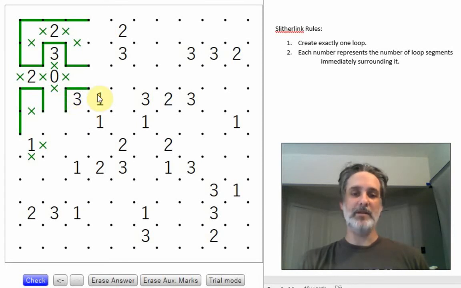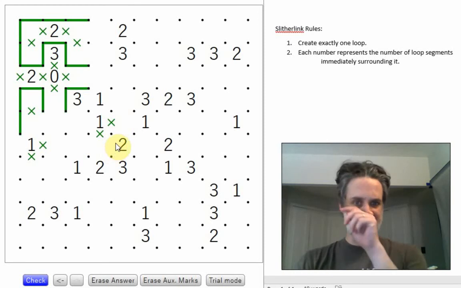Now, exactly one of these, here and here, must be a segment. That means the segment has to come out through this 1. Slitherlink has a lot of diagonal rules. So we have one piece coming in, and it will come out either right or down for this one, which completes the clue. And we've got the non-segments that have to be there.